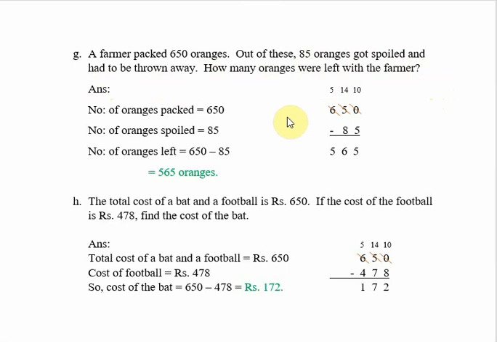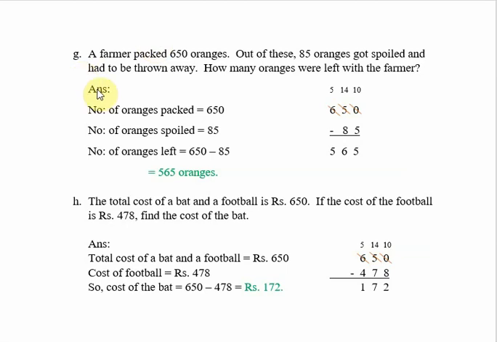So, what will we do with the spoiled oranges or spoiled fruits? We will throw them away. In the same way, the farmer has also thrown away these 85 oranges. So, what is the question? How many oranges were left with the farmer? So, in total there were 650 oranges. But out of that, as 85 oranges got spoiled, he threw away all these 85 oranges. So, we have to find out the remaining oranges, or how many oranges were left with the farmer. So, what do we have to do? We have to do subtraction, as we have to find the leftover.